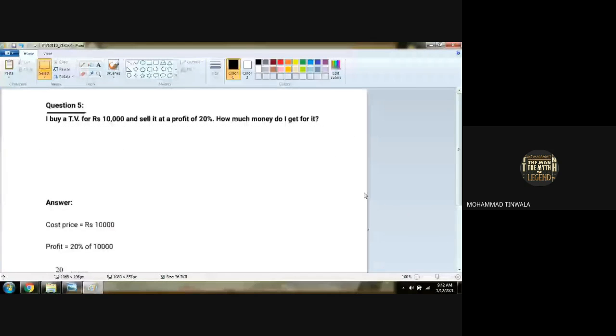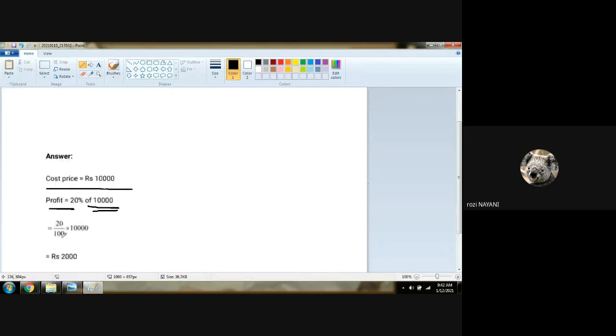Let us write this answer in the answer column. Cost price is 10,000 rupees. Profit, we know, is 20% of 10,000. Now 20 upon 100 multiplied by 10,000. So we got profit as 2,000 rupees. 20% means 20 upon 100 of 10,000. These two zeros got cancelled with these two zeros. 20 multiplied by 100, 2,000 rupees.